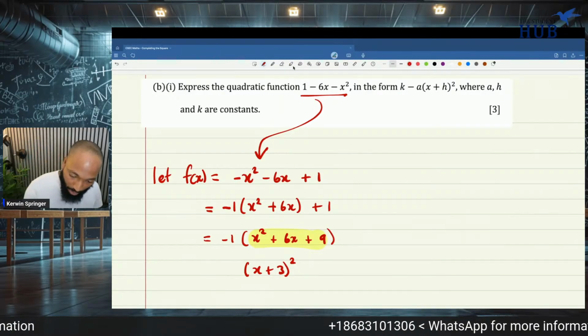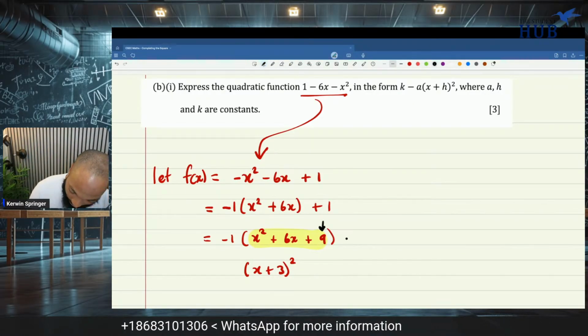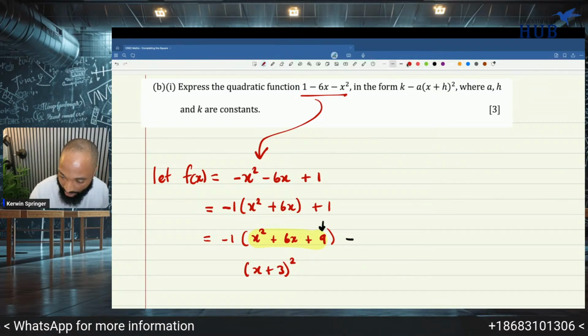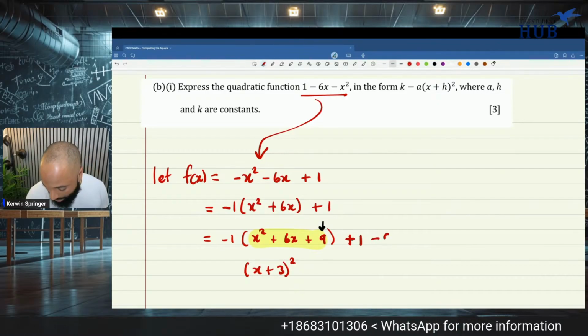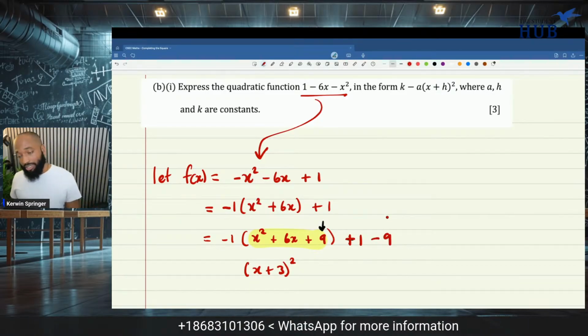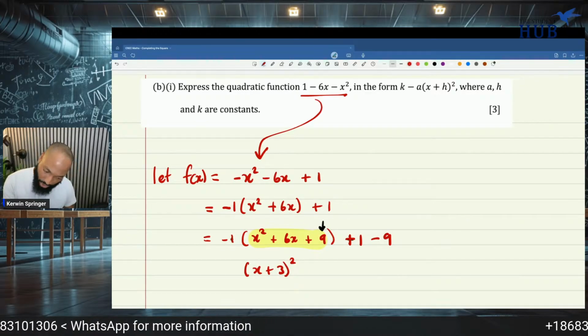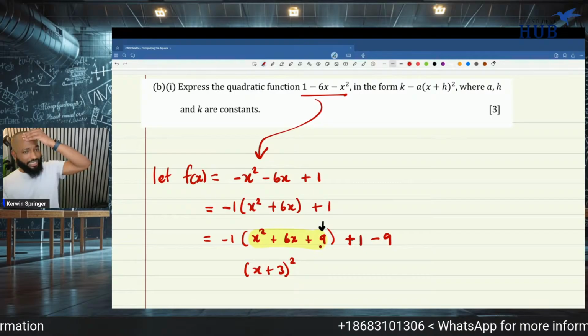Remember, when you add in this number, you have to cater for it. I added in this number, so I have to take it out, right? Wait. I didn't even put back the plus 1 from here. So I added in 9. I need to take it back out. Yes, but then you always need to check what the a was doing. If this was 2, I would actually need to take back out 2 times this. But the a is negative.